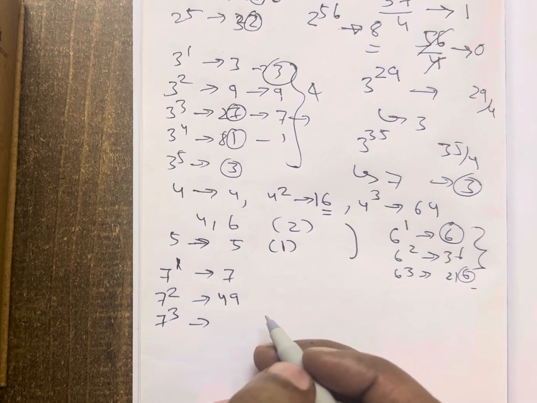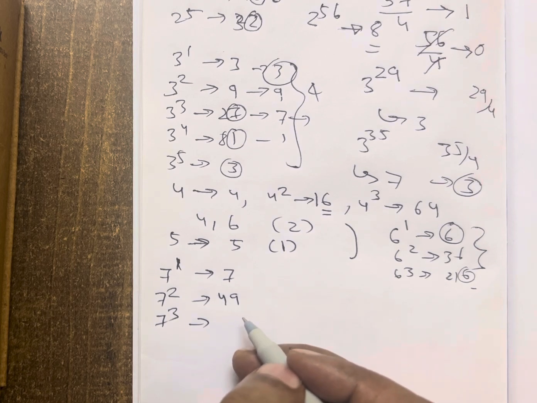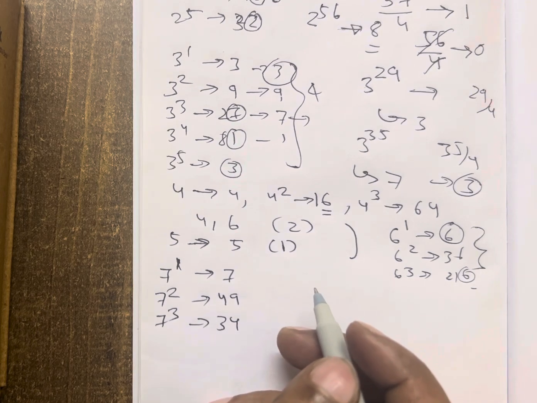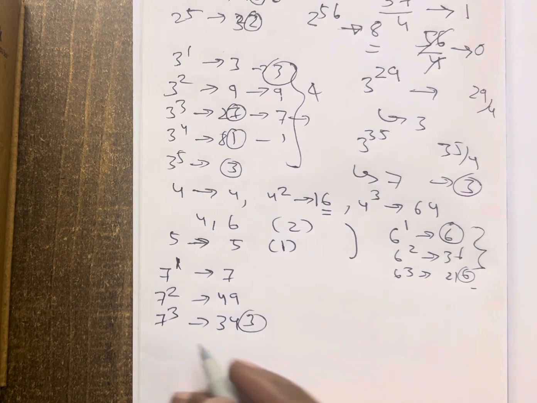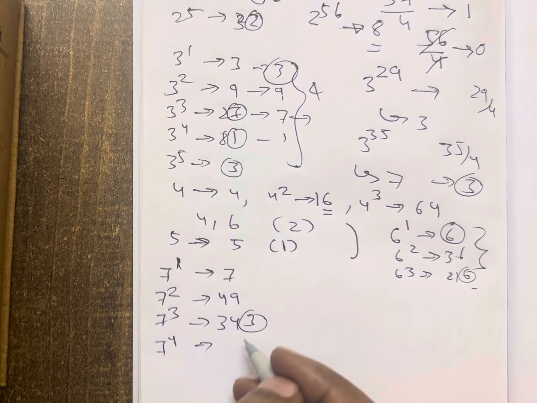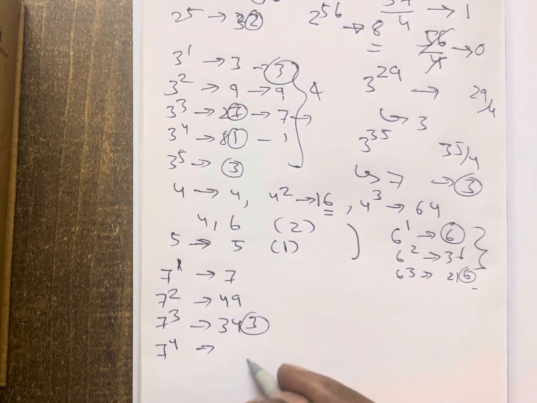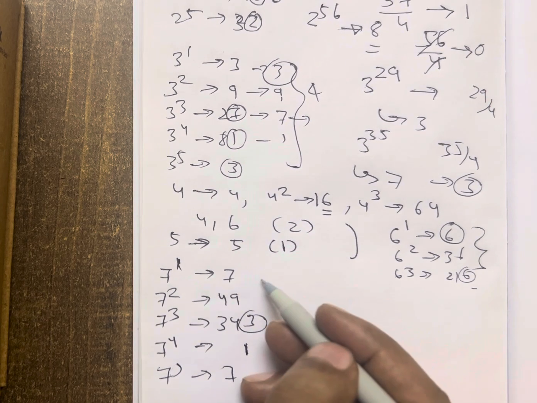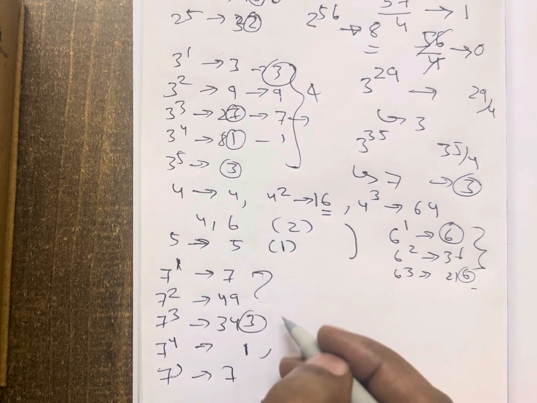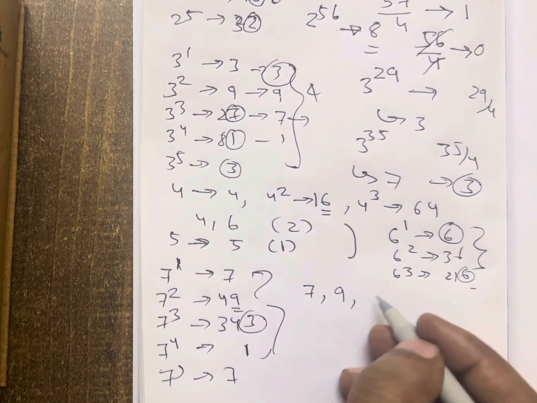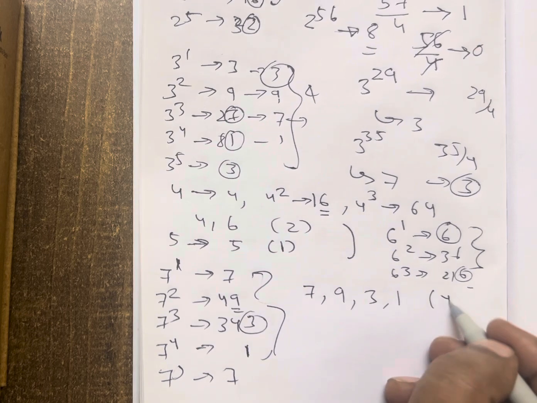343. Okay, so last digit is 3. Then 7 to the power 4, its last digit will come 7 into 3, 21. So last digit will be 1, and 7 to the power 5 again 7. So its cyclicity is 7, 9, 3, 1, and length is 4.